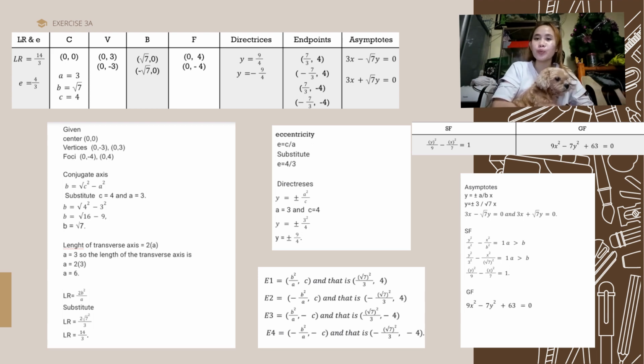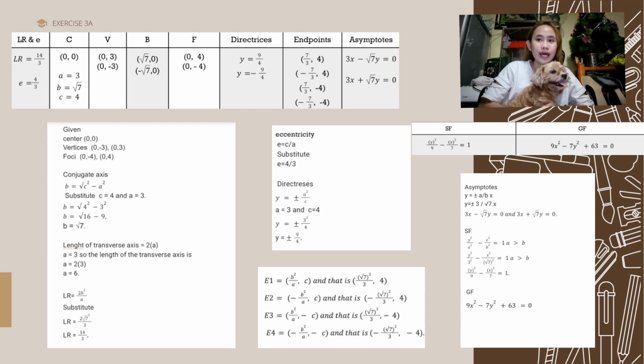Since hinahanap natin yung B, o ang length ng conjugate axis na 2B, ang gagamitin nating formula is B equals square root of C squared minus A squared. Then, substitute lang natin yung value, kung saan ang C is equal to 4 and A is equal to 3. So, B equals square root of 4 squared minus 3 squared. B is equal to square root of 16 minus 9. So, the answer is square root of 7. Nakuha na natin ang conjugate axis o ang B, which is square root of 7.